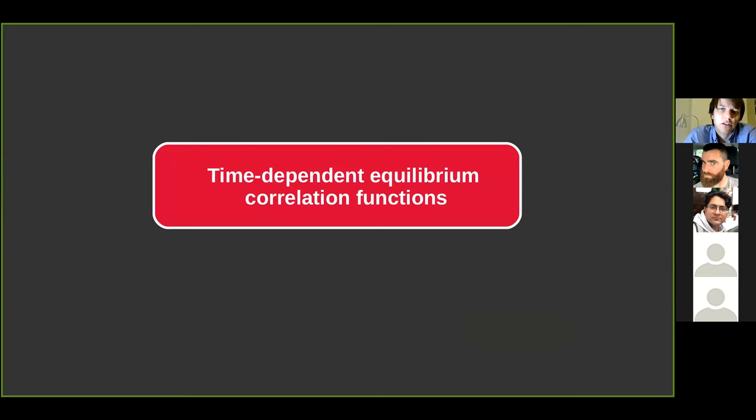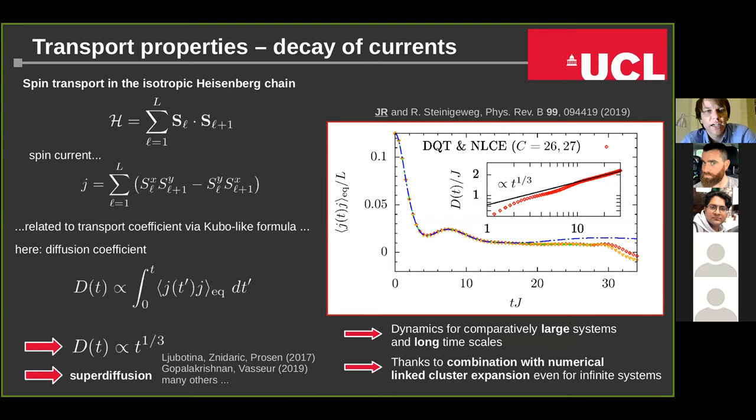Okay, so let's start with time-dependent correlation functions. And these correlation functions can be used to study transport properties. They can be used because these correlation functions can be related to transport coefficients, for example, the diffusion coefficient. And we used this here to study spin transport in the spin 1/2 Heisenberg chain.